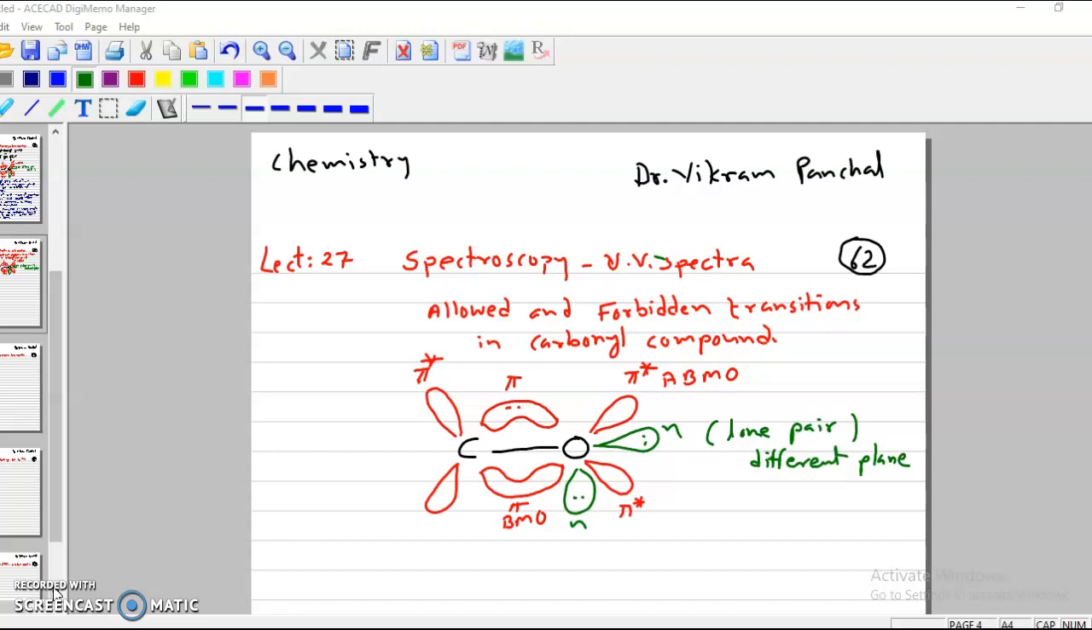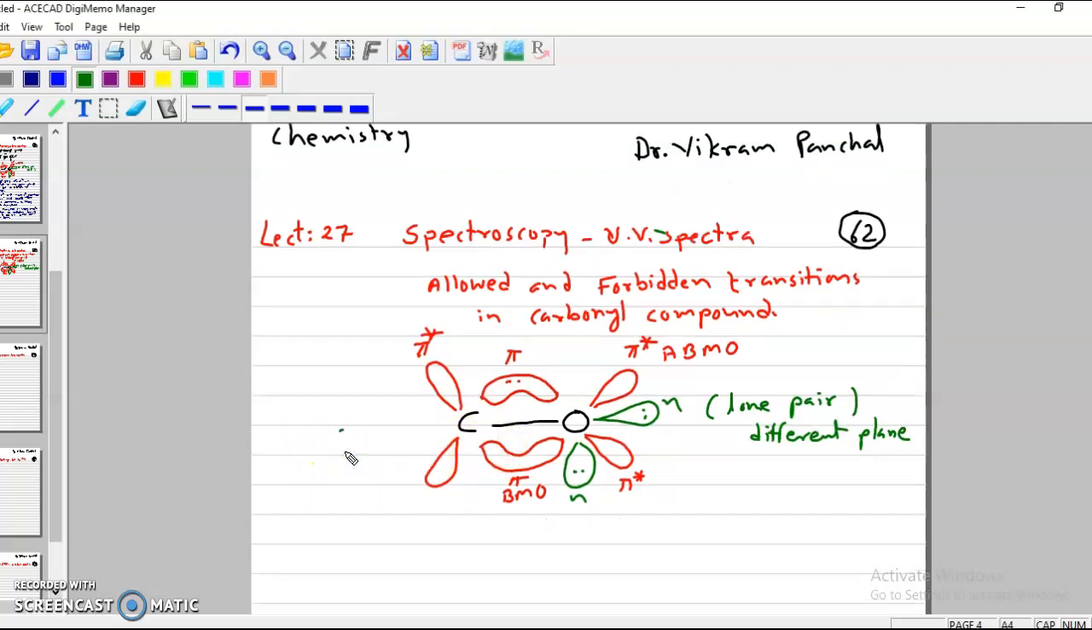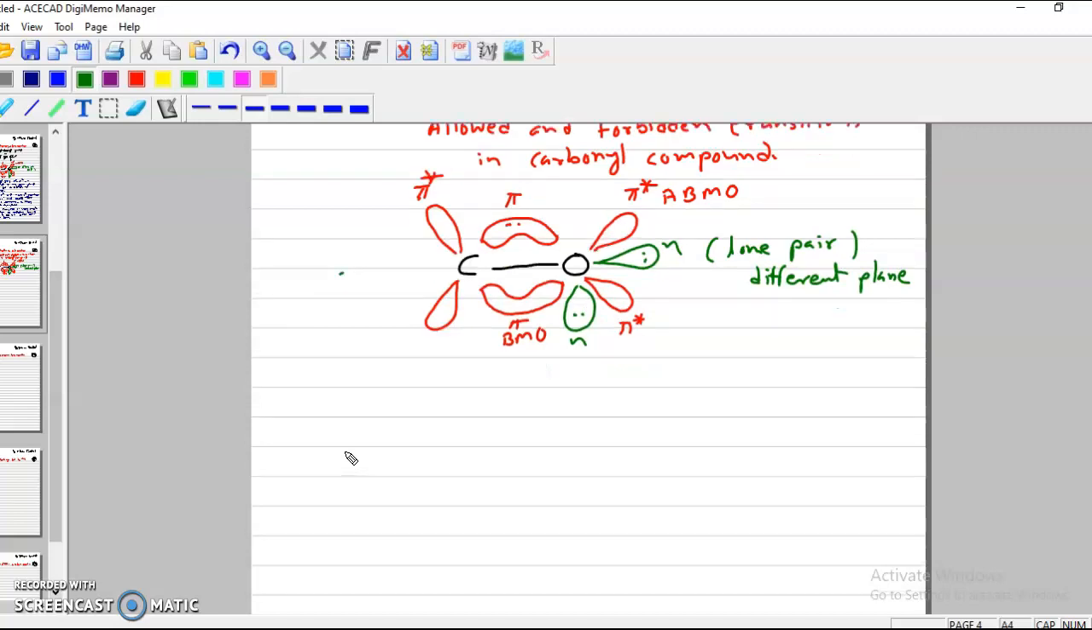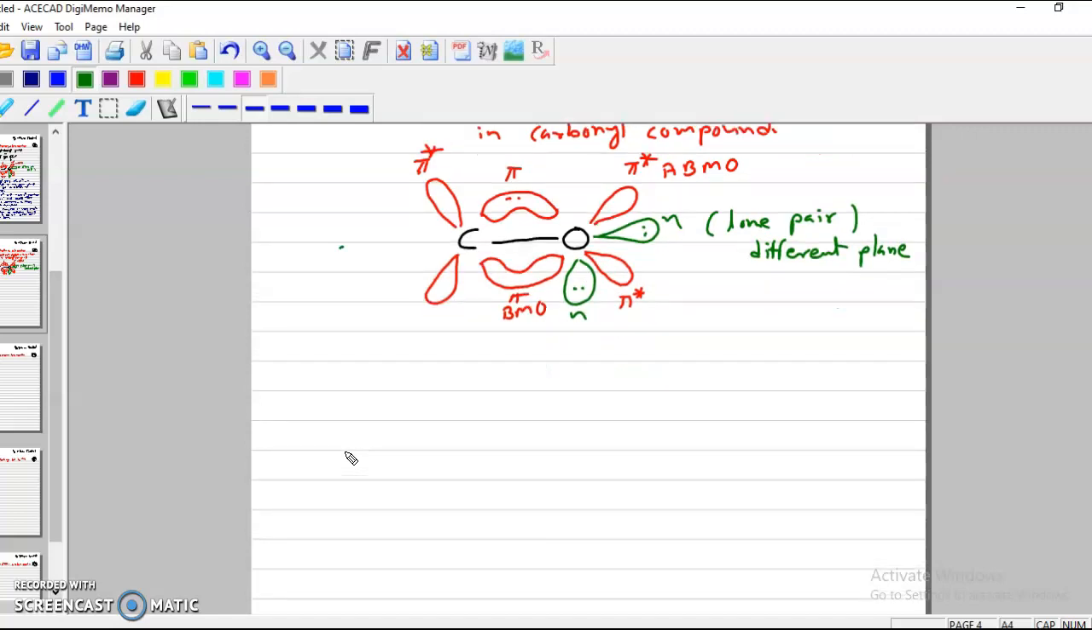In this lecture, I will explain what are allowed and forbidden transitions in carbonyl compounds. In the previous lecture, I started on carbonyl groups, that is C double bond O, and how the orbitals are arranged. That was left over, so I will finish it in this lecture also.